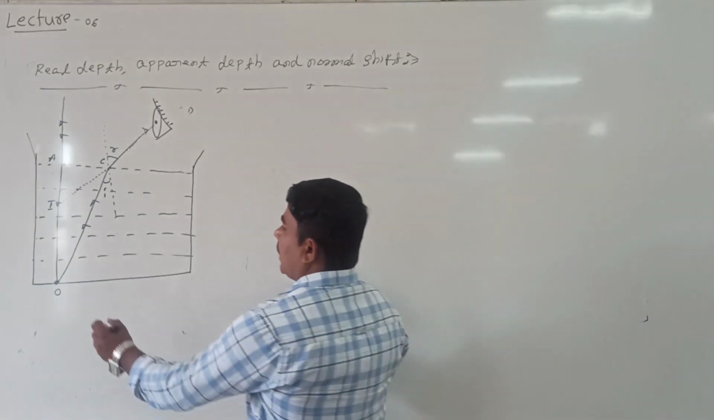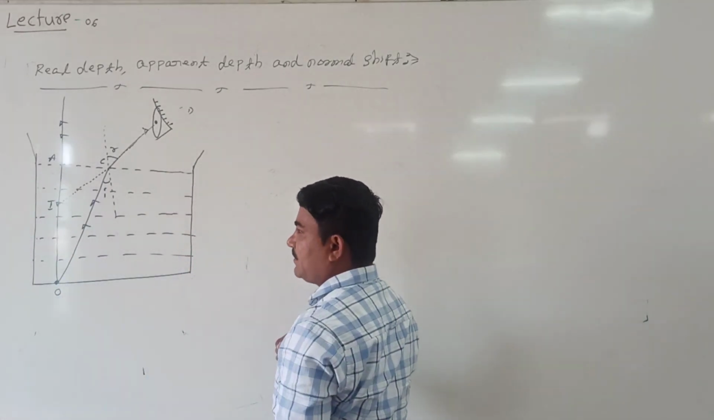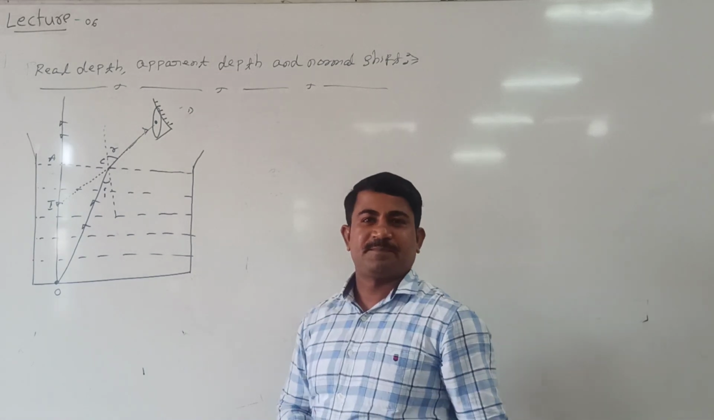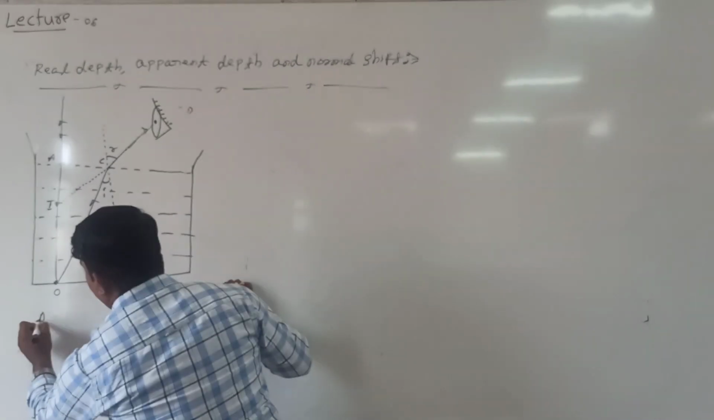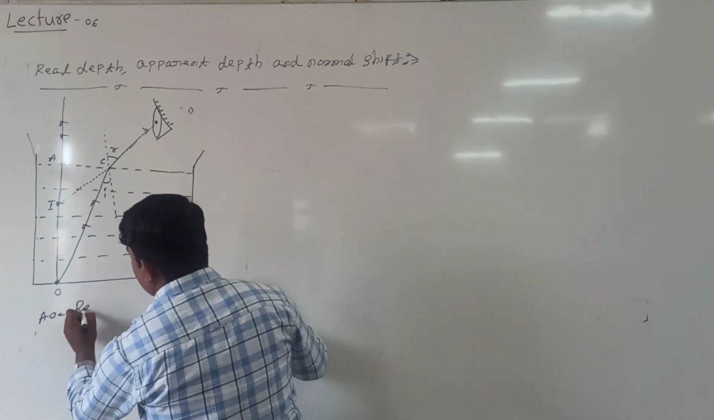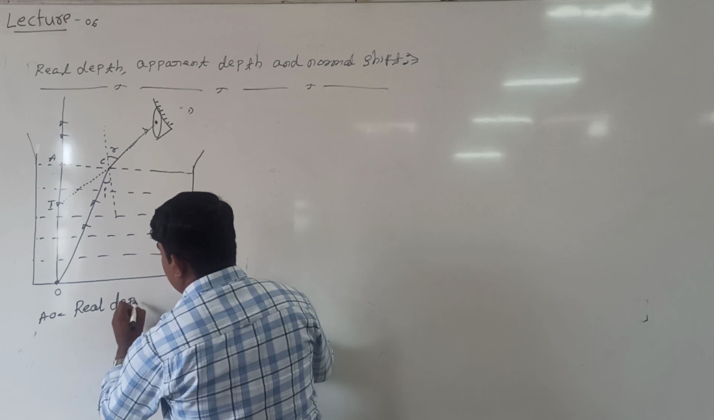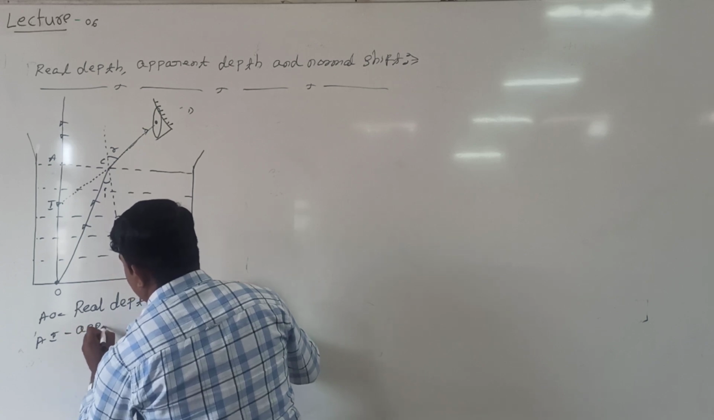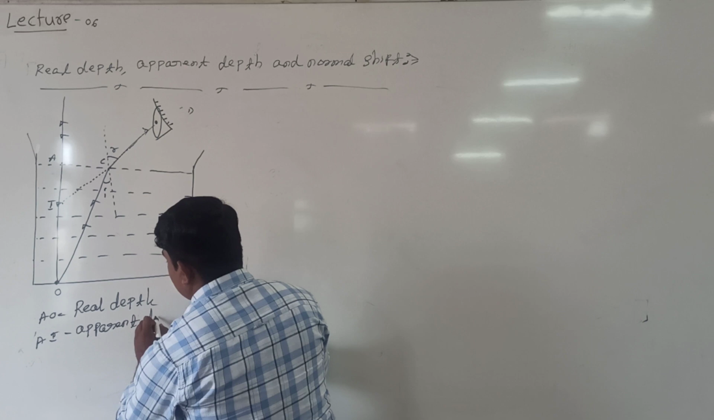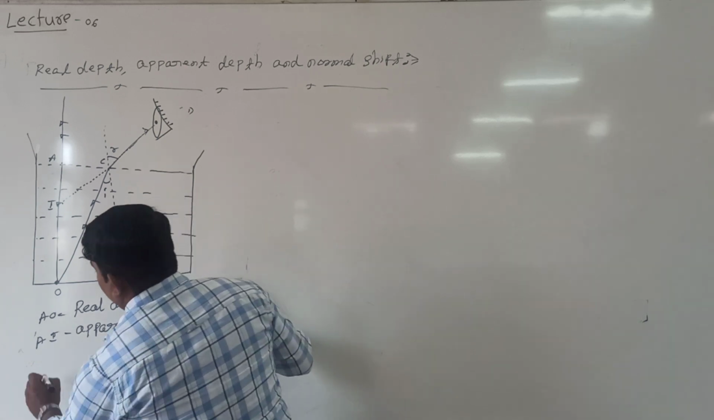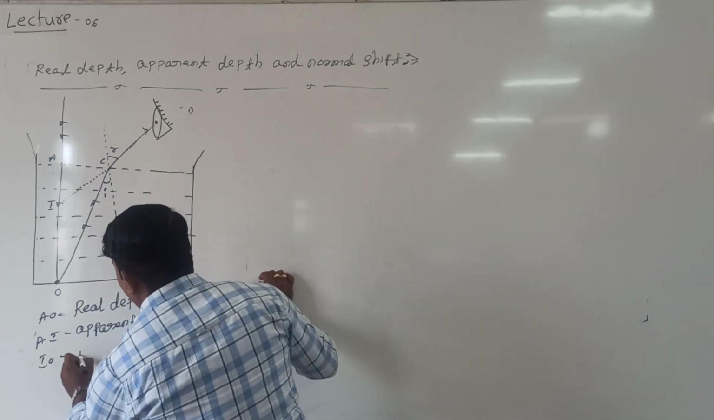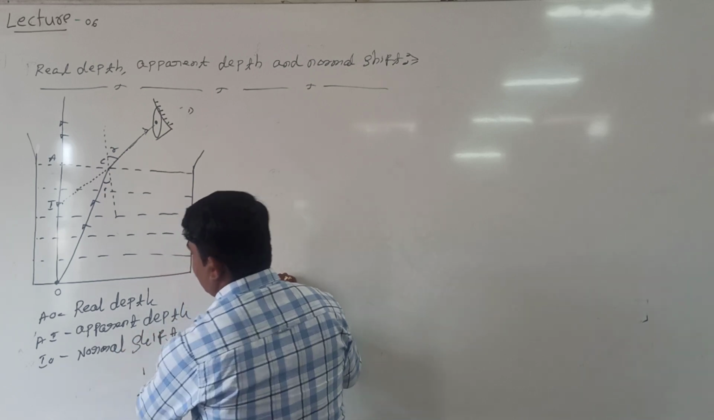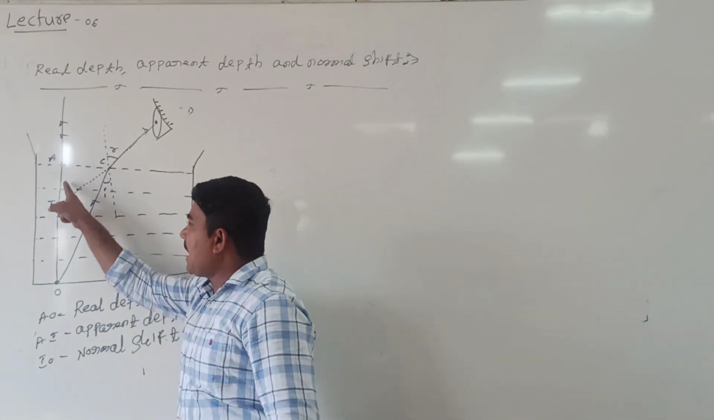See here in this figure, this AO we are calling real depth, AI we are calling apparent depth, and IO we are calling normal shift. How is it? Look at me. In this figure, AO is called real depth, AI is apparent depth, and IO is nothing but normal shift.